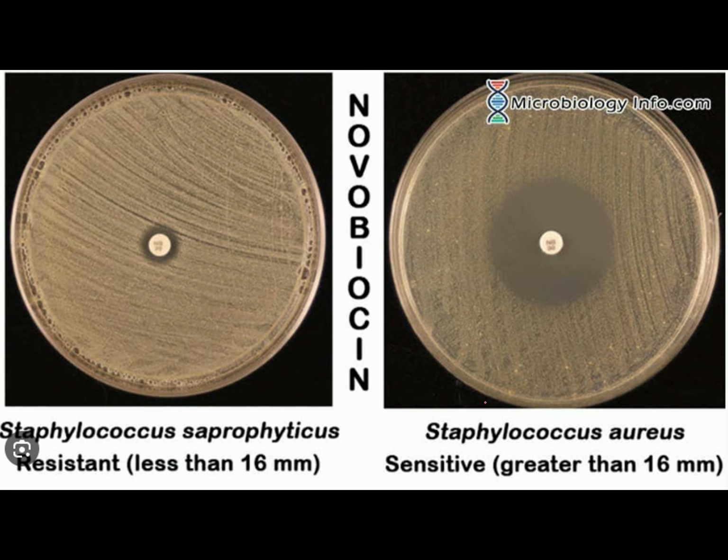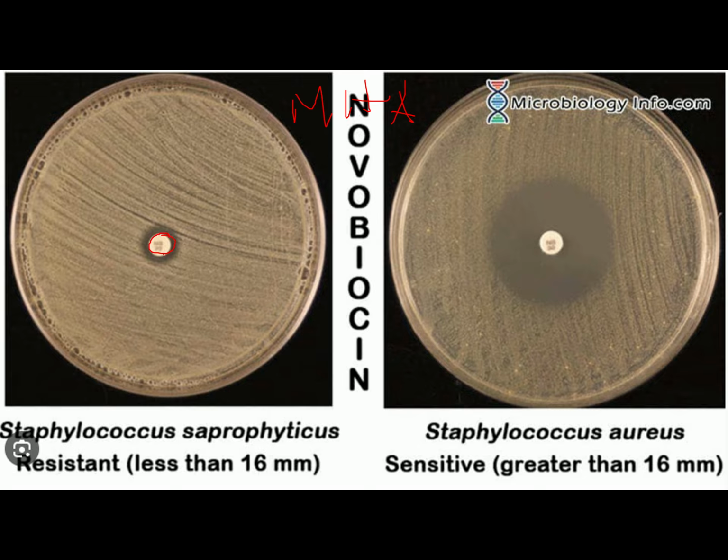So for you to better understand, this is an example of your Mueller-Hinton agar plate, or your MHA. You're going to inoculate the organism here. You spread it there. Then you add the novobiocin antibiotic disc. So this is your novobiocin.